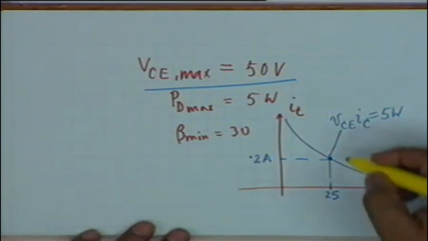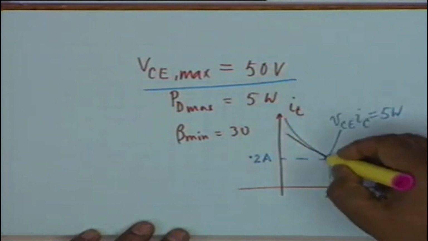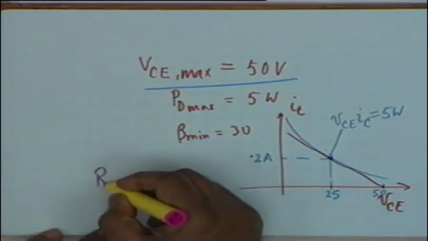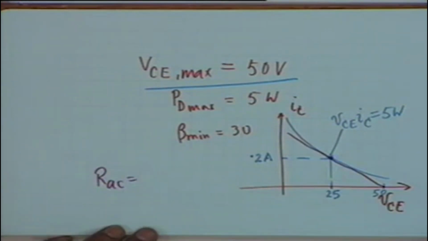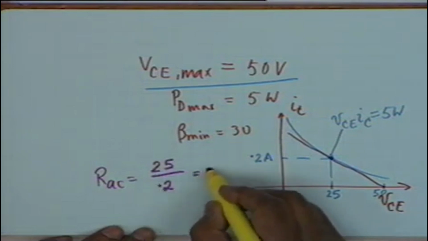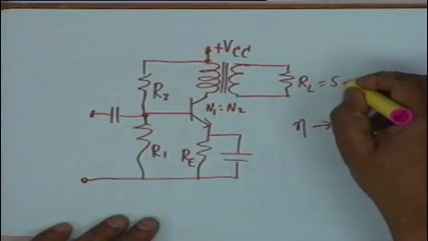Not only the Q point but the AC load is also determined. The AC load line shall be tangential to this and must pass through the 50 volt line. In other words, our AC load, as we had calculated last time, shall be given by the slope of this line, which shall be 25 divided by 0.2, which is equal to 125 ohms. All right. Now suppose in the transformer coupled amplifier the actual load could be as low as, let us say, 5 ohm.